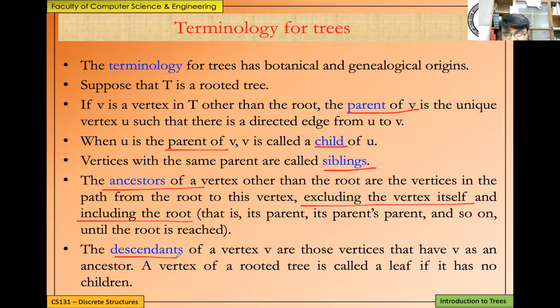A vertex of a rooted tree is called a leaf, and this has a botanical origin. So you call it a leaf, a root, right? Those terms come from botany. And on the other hand, from genealogy, you have got parent, child, sibling, ancestor, and descendant, etc. So whoever has V as its possible ancestor, those vertices are called descendants of V. And a vertex of a rooted tree is called a leaf if it has no children. If it does not have any children further, then that is what we call a leaf node.